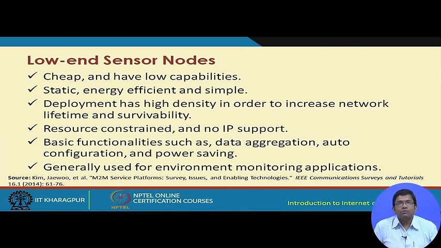Deployment of these nodes has high density in order to increase the network lifetime and survivability, because these are small with small specs. You need a large number of them to be deployed in a highly dense manner. These nodes are heavily resource constrained. There is no IP support. Basic functionalities such as data aggregation, auto configuration and power saving are supported, and these are generally used for environmental monitoring applications.